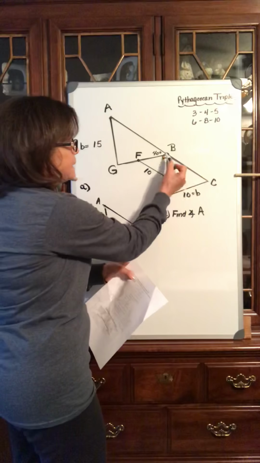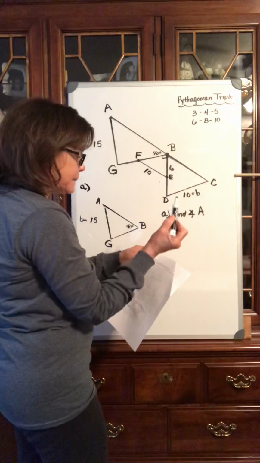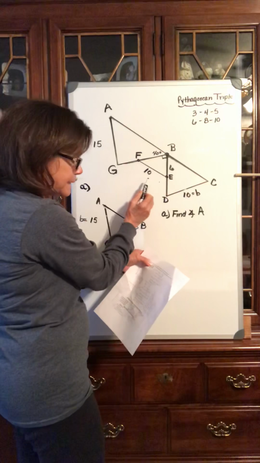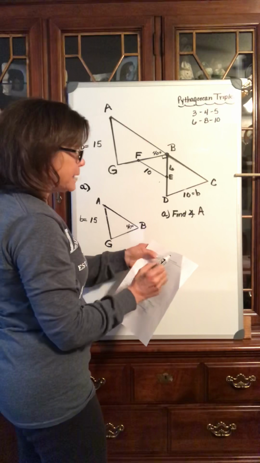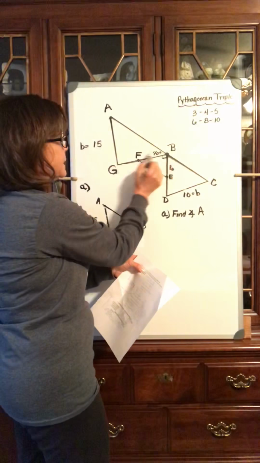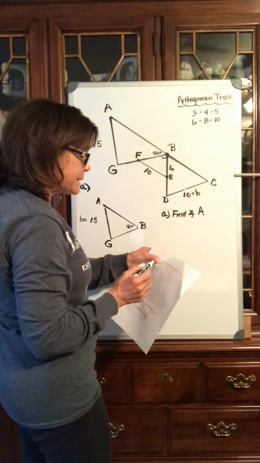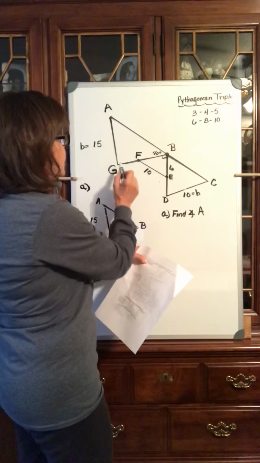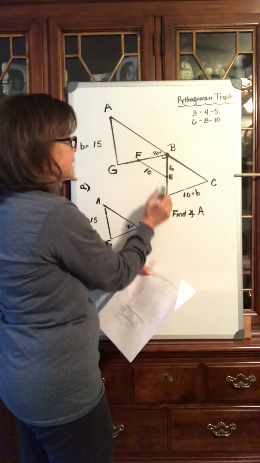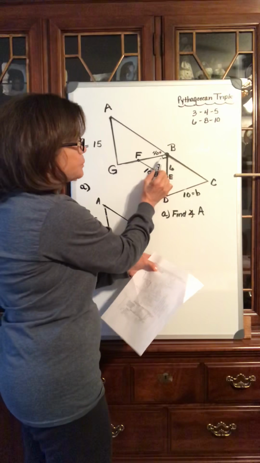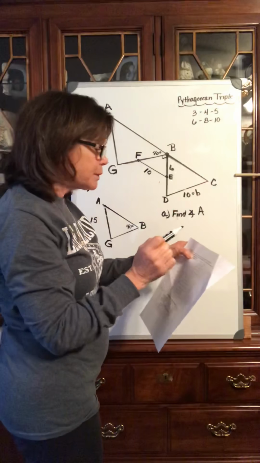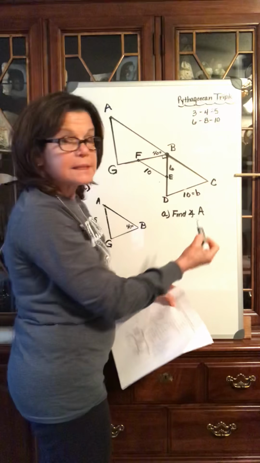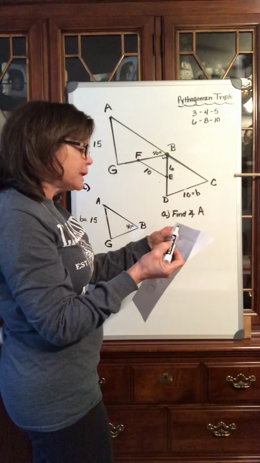B to E is 6. F to E, from here to here, is 10. The measure of angle ABG is 40 degrees. It tells you that the measure of angle GBD, this angle right in here, is 90 degrees, so there's a little square there to mark that it's a right angle. The measure of angle C is less than 90 degrees, so that's going to be an acute angle.